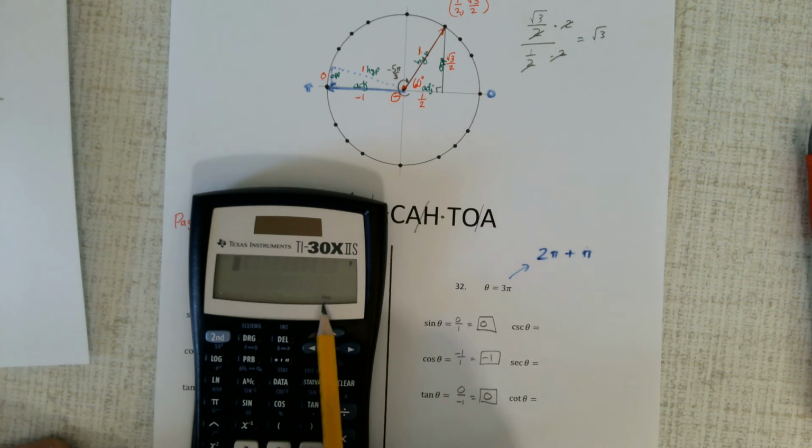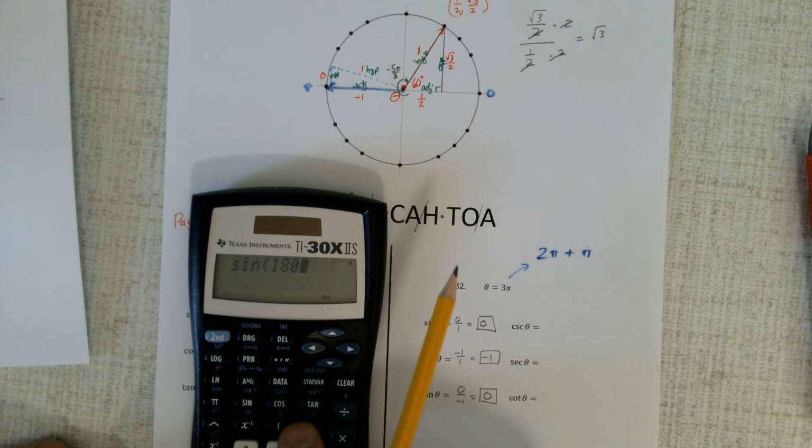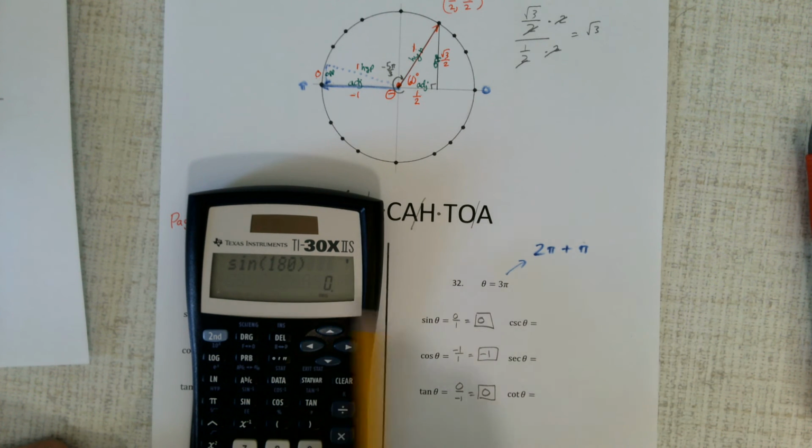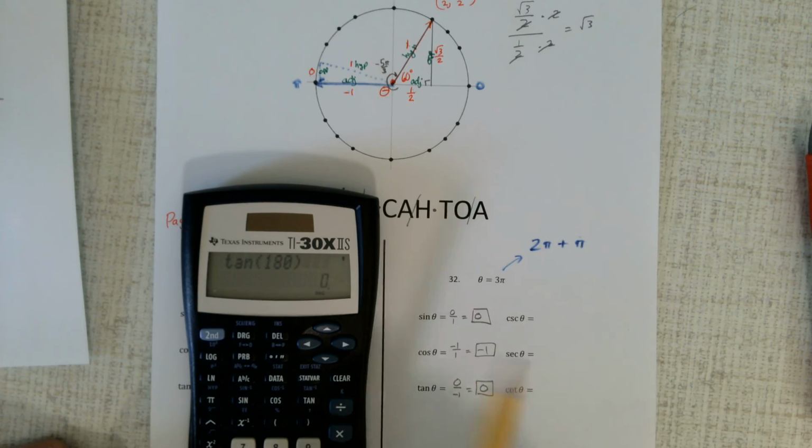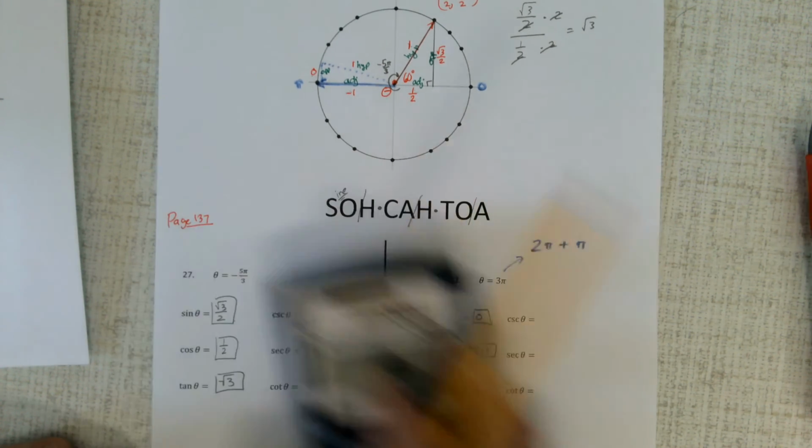And I want to show you, you can check these on the calculator. If we're in degree mode here, and we're doing the sine, that's 180 degrees, right? Sine of 180 degrees is 0. The cosine of 180 degrees is -1. The tangent of 180 degrees is 0. So you can always check them on a calculator.